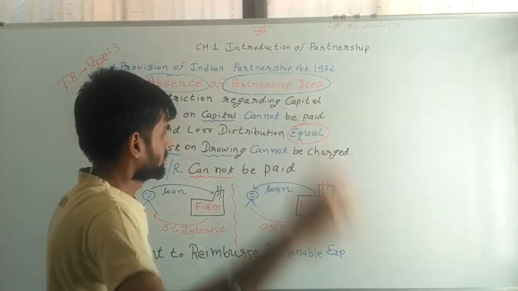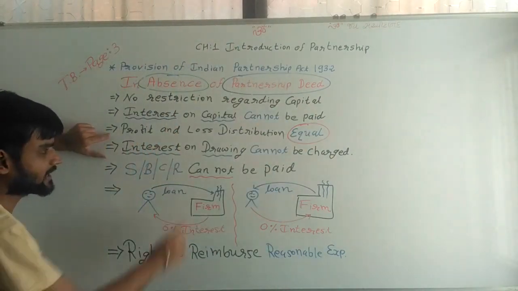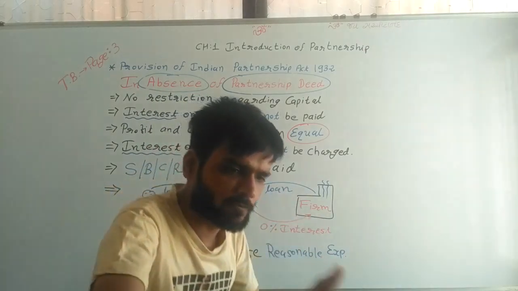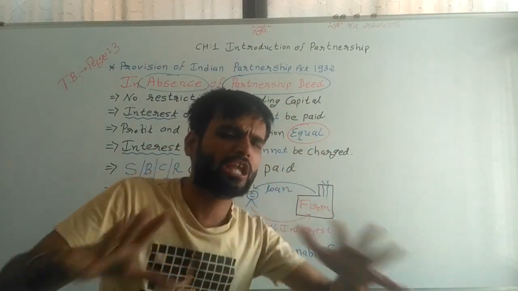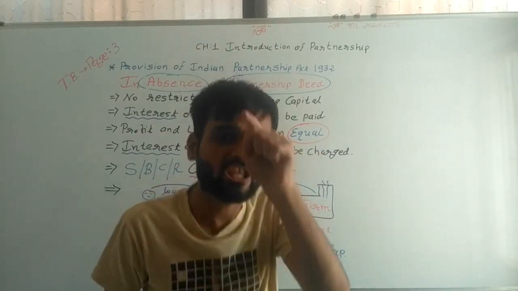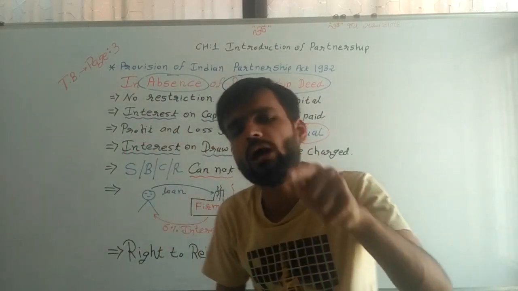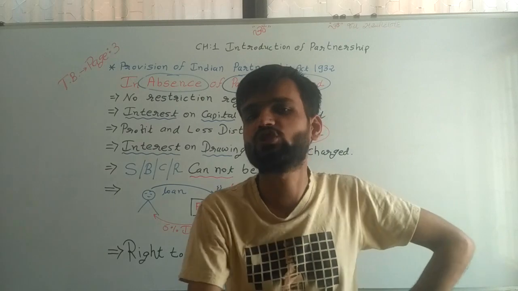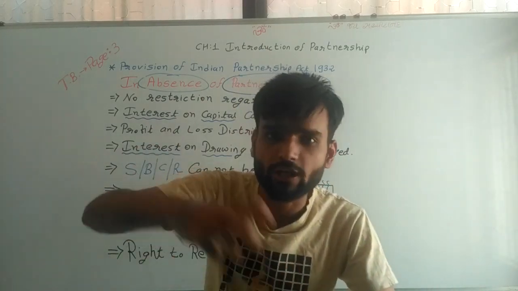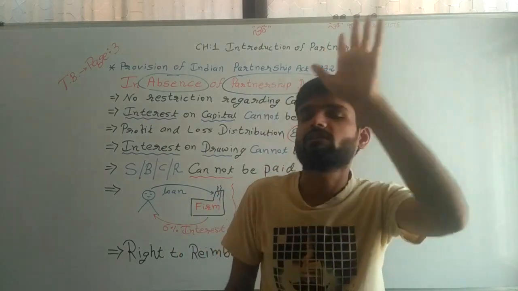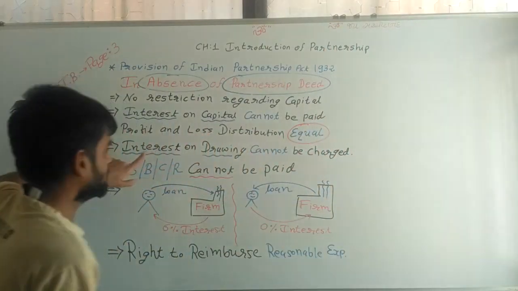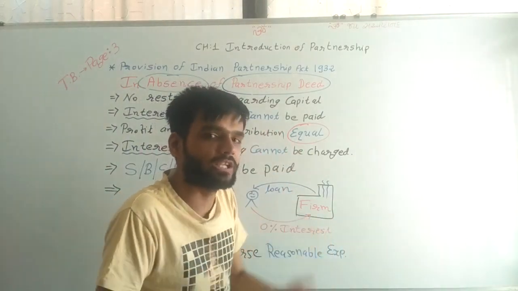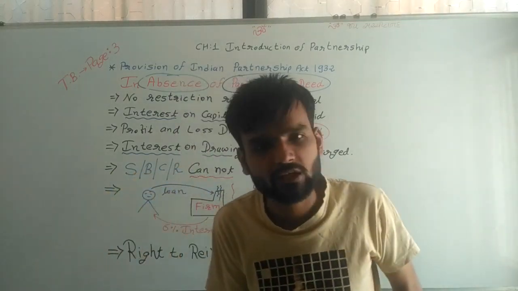Now we are going to the fourth point. Interest on drawing cannot be charged. If a partner invests in the business, then we are not paying any interest to the partner. Then if a partner withdraws from the business, how can I charge interest on that drawing? That is also the question, and that's why interest on drawing cannot be charged on the partner. If interest on capital is not paid, then interest on drawing also cannot be charged.